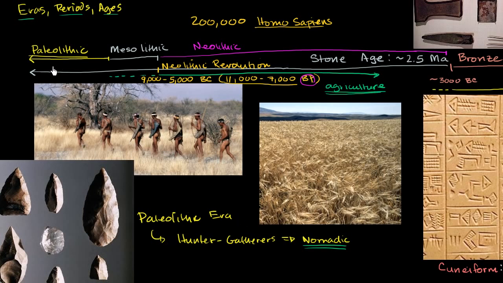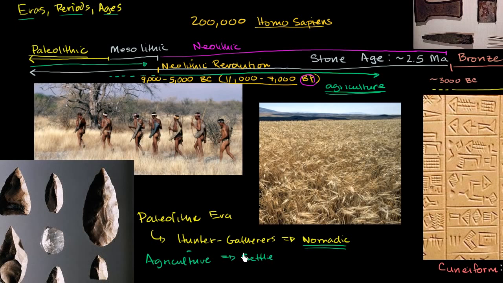So you have the Paleolithic era all the way to the advent of agriculture, which was about 11,000 to 7,000 years ago. And besides the fact that it changed people's diet, it allowed them to settle. So agriculture allowed human beings to settle down in one area.